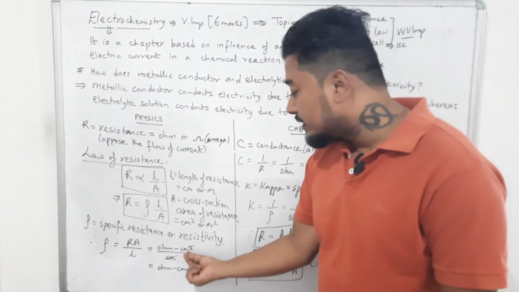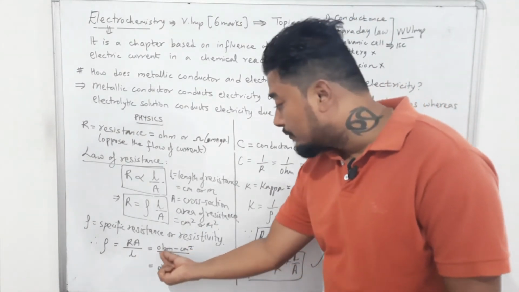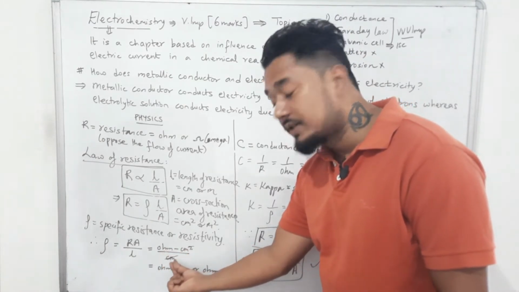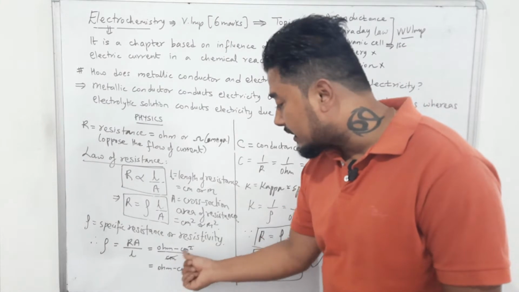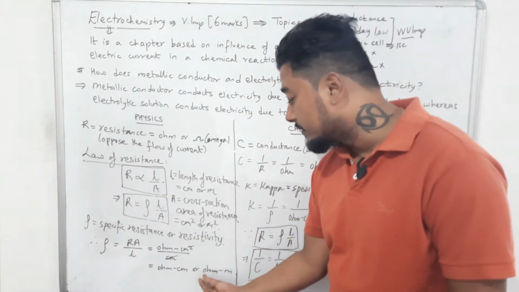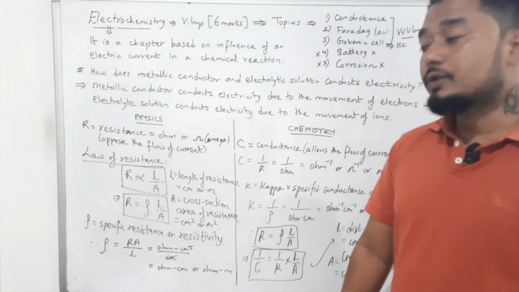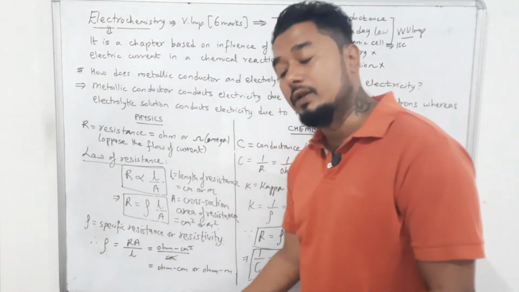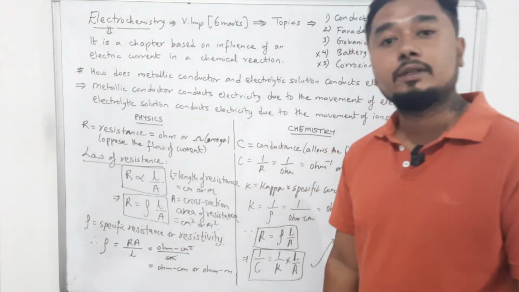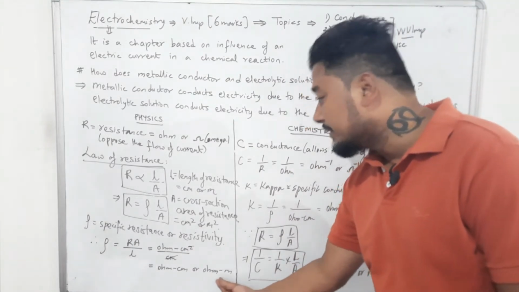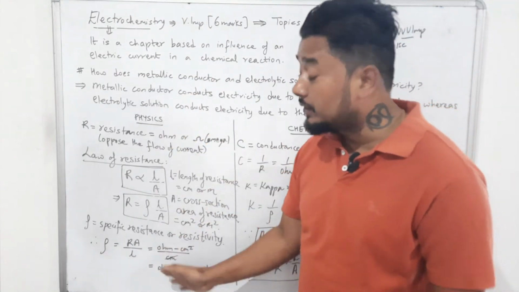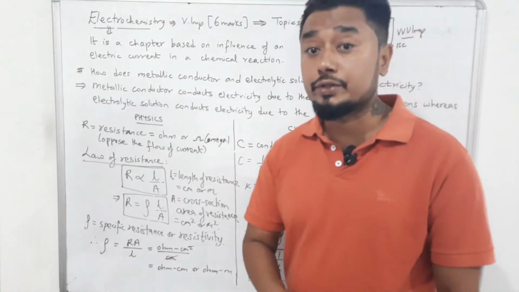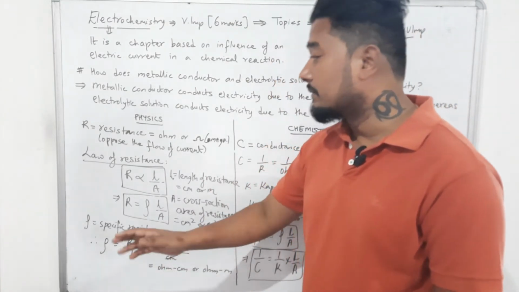Now what if I put it in SI unit? Ohm will remain as ohm, but here it will be meter square and here it will be meter. If you cancel that, meter and meter square will get cancelled, so the unit will be ohm meter. So the CGS unit of specific resistance or resistivity will be ohm centimeter and the SI unit will be ohm meter. And you have to remember all these units for the numerical problems. Even the units are asked in objective questions. So for that reason you need to remember this.